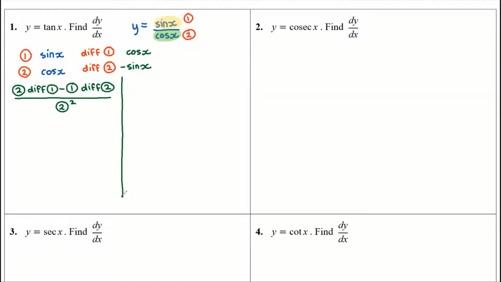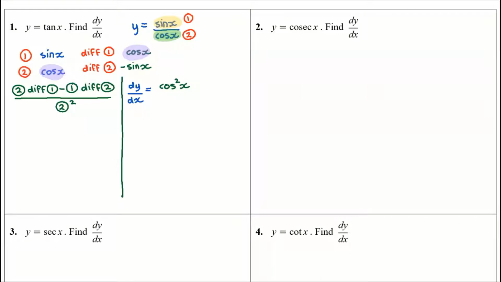So dy by dx is going to be, let's put everything in. So we do the diagonal multiplication: function 2 multiplied by the derivative of 1. So that's going to be cos squared. Oh, that's interesting, it's an interesting start. So we've got cos squared x. Okay, great. And now we have to subtract the opposite diagonal.